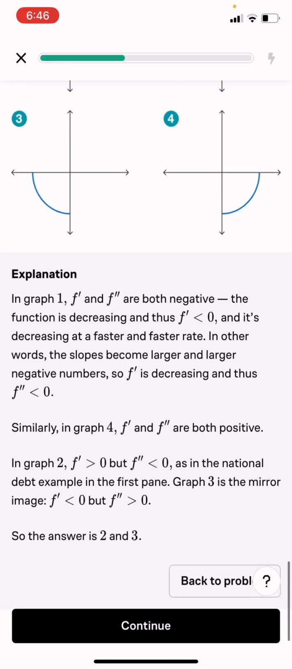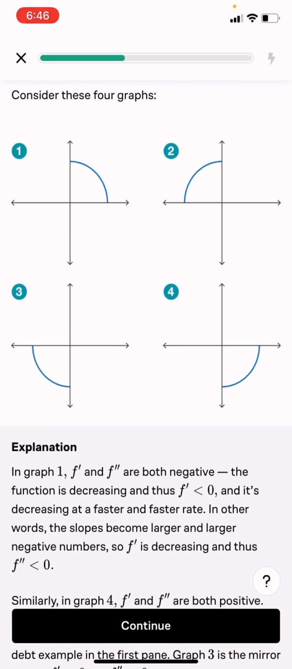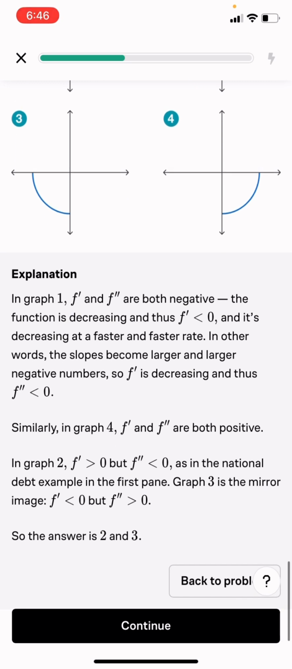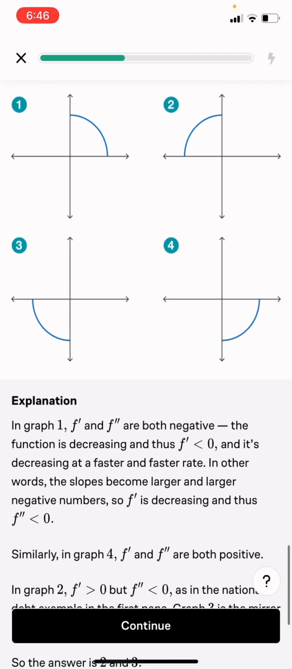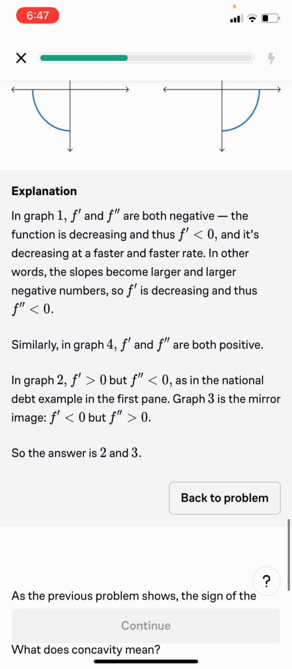As the previous problem shows, the sign of the second derivative is related to concavity. What does concavity mean? Intuitively, the graph of a function is concave up if it looks like a smile, and concave down if it looks like a frown. That's not exactly a rigorous definition, so let's try to flesh that out a little.